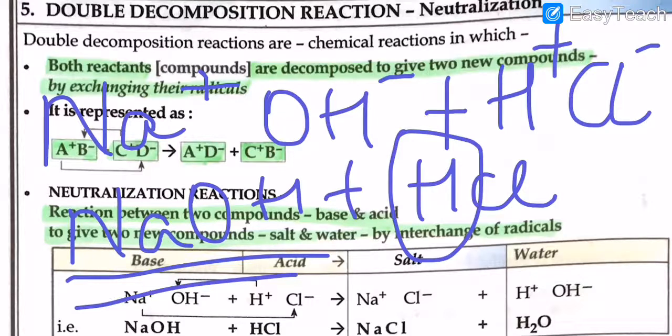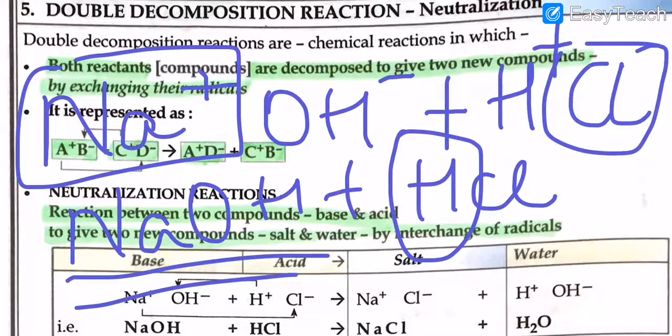So what happens is they're displacing and they're decomposing, right? Decomposing in a way where AB turns into a different compound and CD turns into a different compound to give two or more new compounds, or in this case two new compounds. So you are exchanging your radicals and Na will go with Cl, right? So it becomes NaCl plus H2O, right?